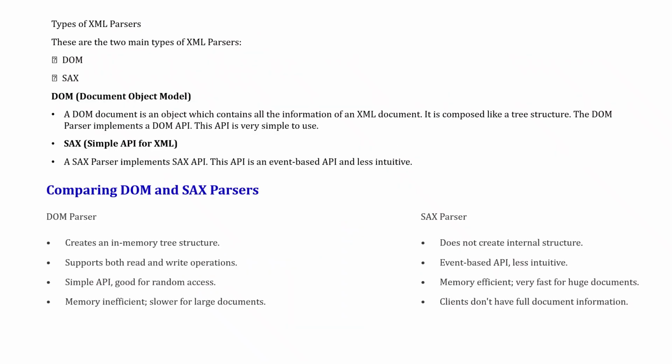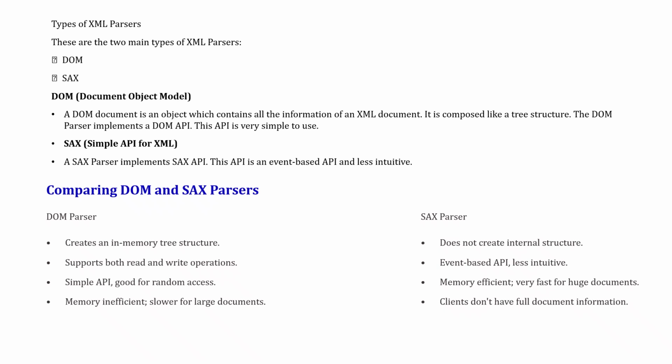Types of XML parsers. There are two main types of XML parsers: one is DOM and another one is SAX. The Document Object Model is an object which contains all the information of an XML document. It is composed like a tree structure. The DOM parser implements the DOM API. This API is very simple to use. SAX, Simple API for XML. The SAX parser implements the SAX API. This API is an event-based API and less intuitive.